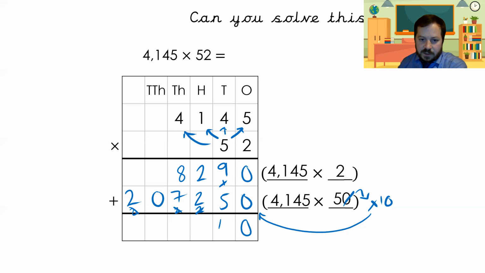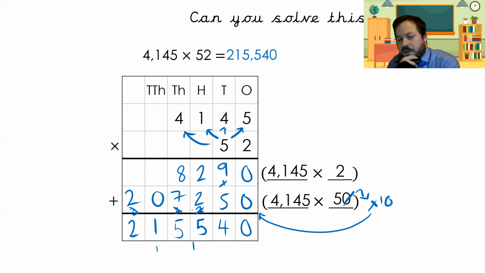9 and 5 is 14. 2 and 2 and 1 is 5. 8 and 7 is 15. 0 and 1 is 1, and 2 and nothing is 2. So our answer should be 215,540. I hope that makes sense to you.